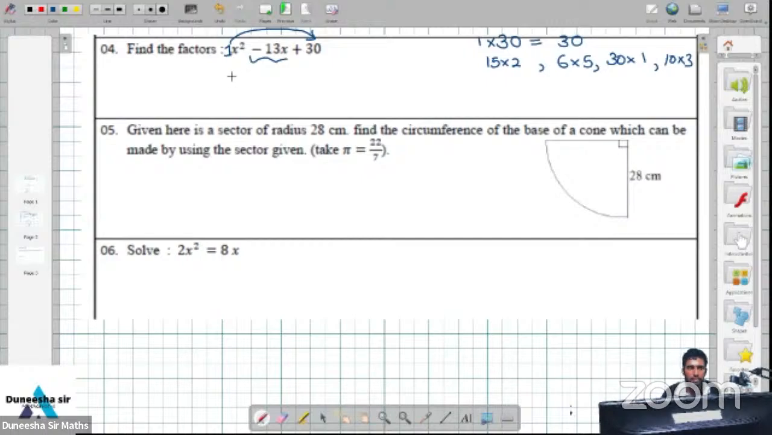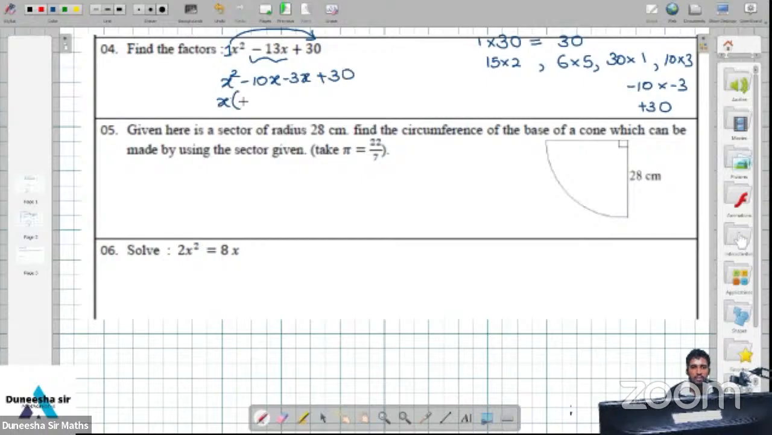Can you get 10 multiplied by 3? How much? It's 30. We can get. Then minus 10 multiplied by minus 3. How much? Plus 30. Then can you get the minus 10x minus 3x plus 30?